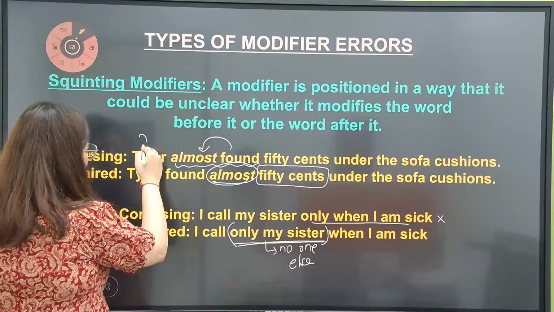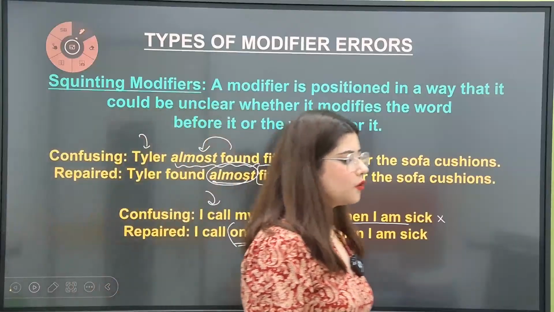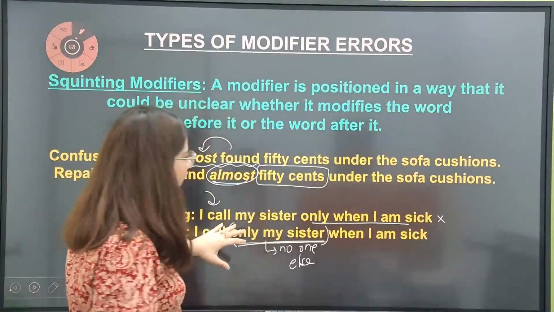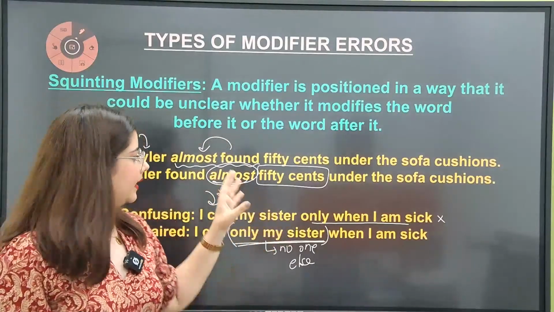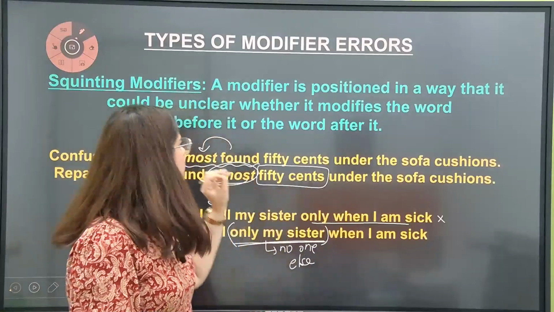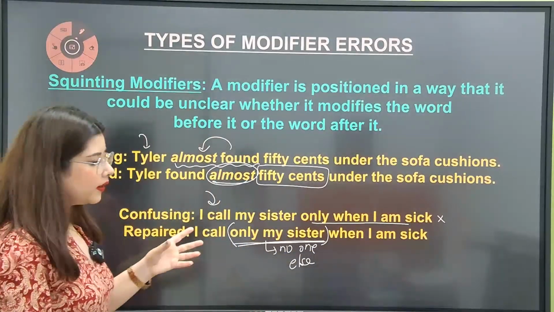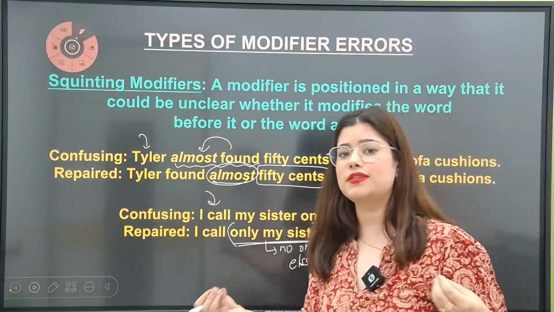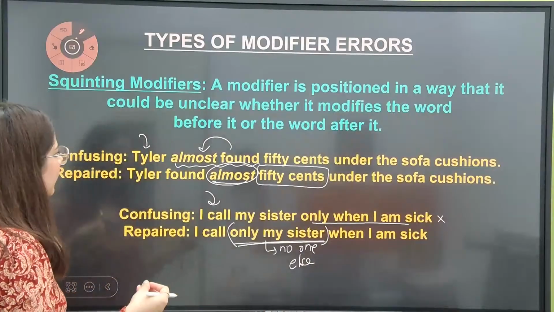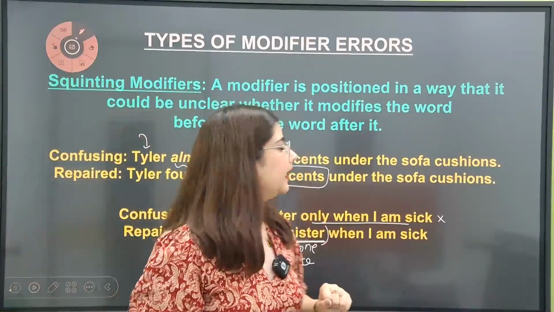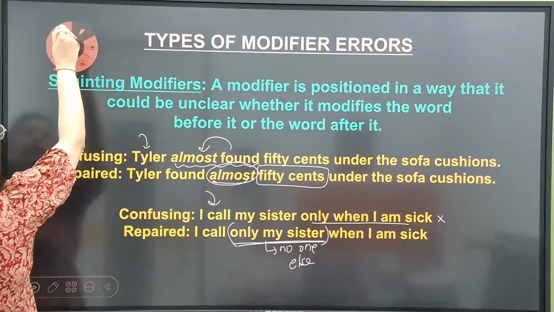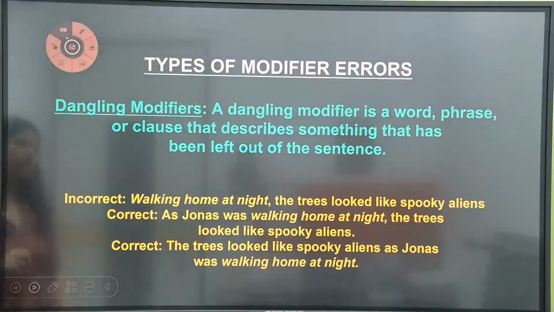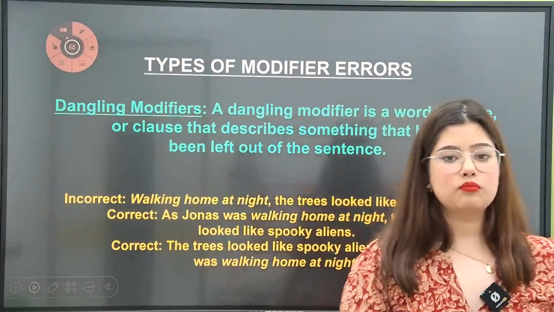So if you look at both these sentences, they are not grammatically incorrect per se, but yes, they change the meaning of the sentence, right? They change the essence of the sentence. So such modifiers where we are not able to actually make out the real meaning of the sentence, what the sentence is actually trying to say, and it tends to become very confusing, such modifiers are known as squinting modifiers. Moving on, third category, dangling modifiers.